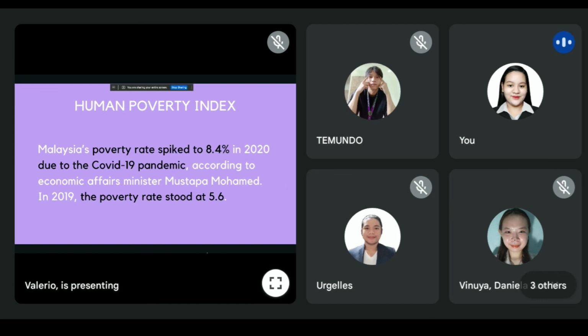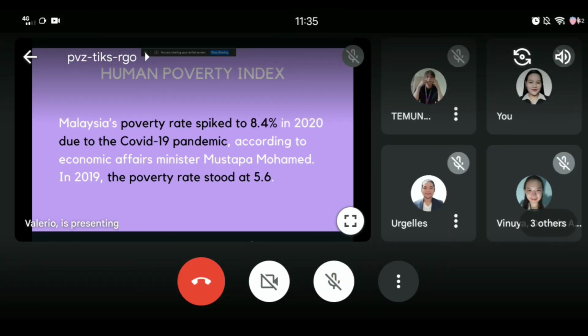For the Human Poverty Index, according to Economic Affairs Minister Mustapa Mohamed, Malaysia's poverty rate spiked to 8.4% in 2020 due to the COVID-19 pandemic, and in 2019, the poverty rate stood at 5.6%.